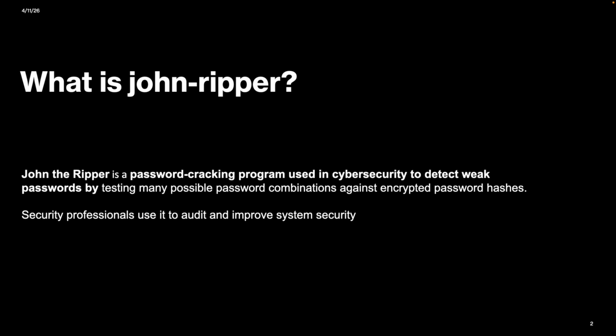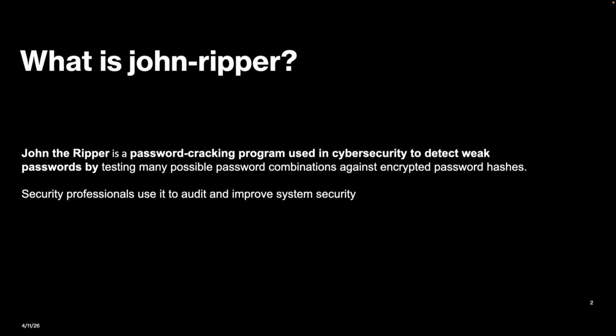So the first slide: it's really important to know the definition of what John the Ripper is and what the purpose of this tool is. John the Ripper is a password cracking program used in cybersecurity to detect weak passwords by testing many possible password combinations against encrypted password hashes. Security professionals use it to audit and improve system security.